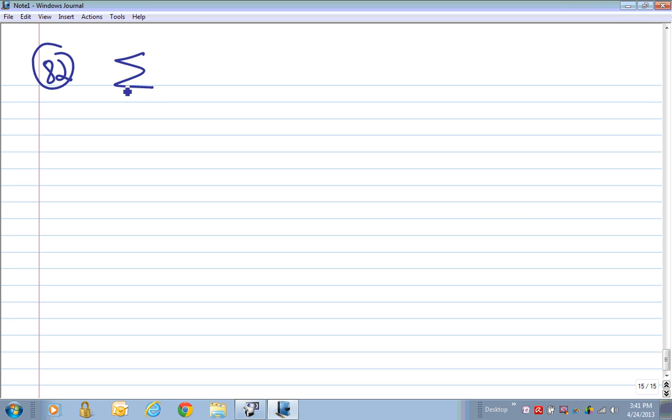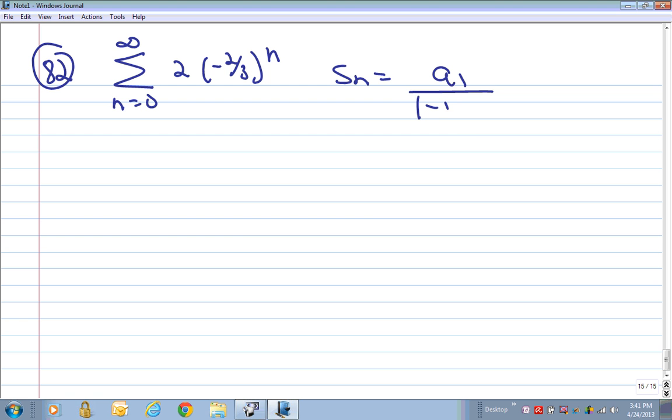Again, another infinity summation. So we have n equals 0 to infinity. Rule is 2 times negative 2/3 to the n power. And again, we're going to use that same little rule. S sub n equals a sub 1 over 1 minus the ratio. All right, so here we go.